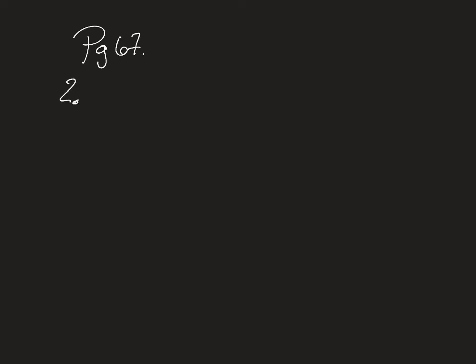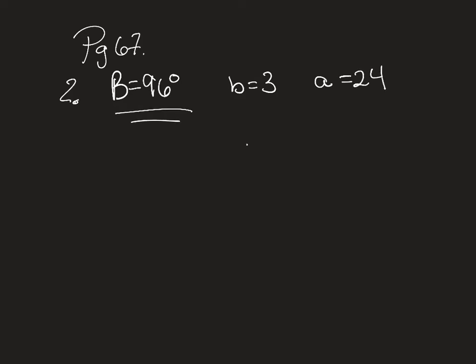So number 2 tells us that big angle B equals 96 degrees, little side B is 3, and little side A is 24. It's an obtuse triangle, so we're going to draw side, side, and we're going to make this angle down here obtuse. So this is my 96 degrees. It was B. That means this over here is equal to 3 because little b is across from big B. That means this side right here is A, and it's 24.